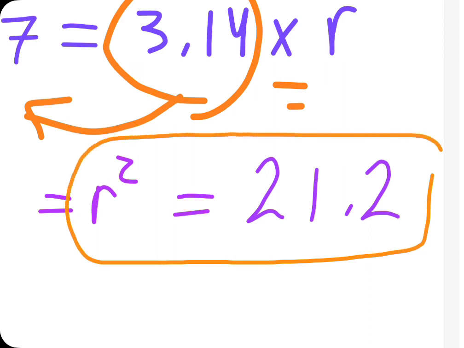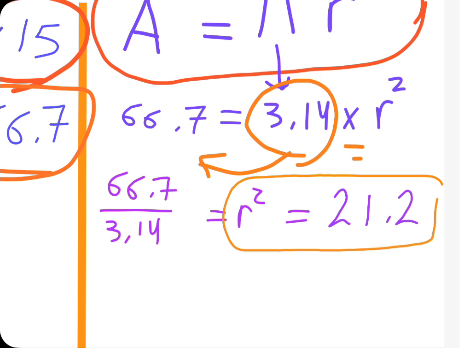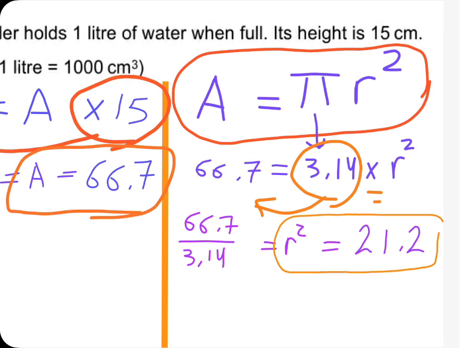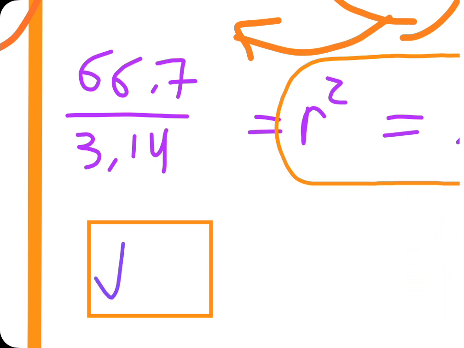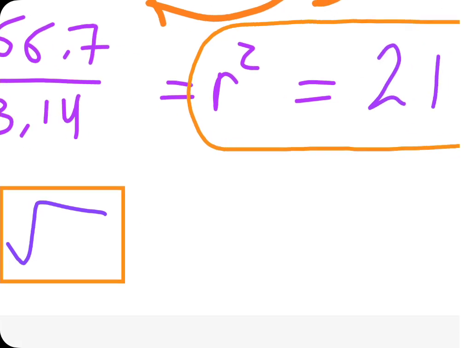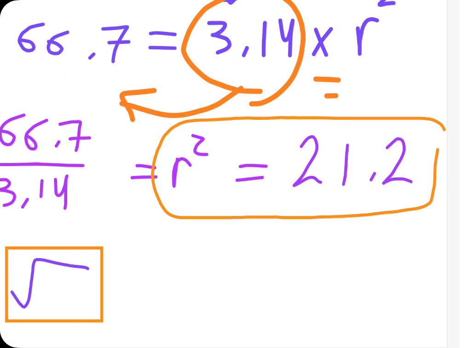How can I find r? As I showed you before, there's a button on the calculator. We use it to find r, or we use it to find questions like that. It's called what? Very good. It's called the square root. Now this button is like this. We push this button, and then we put the number, which is 21.2.